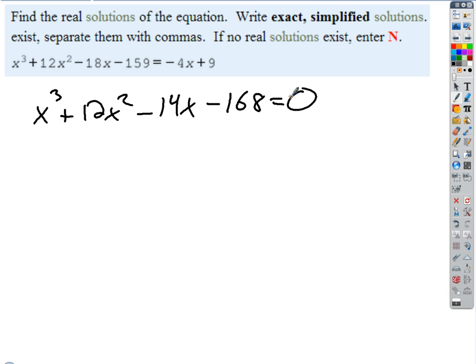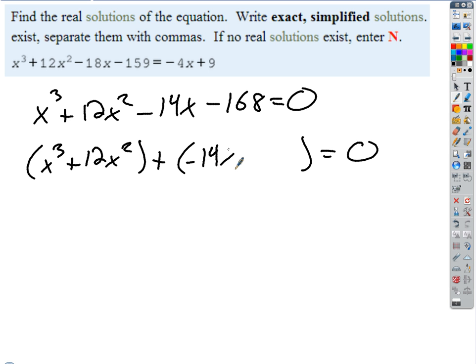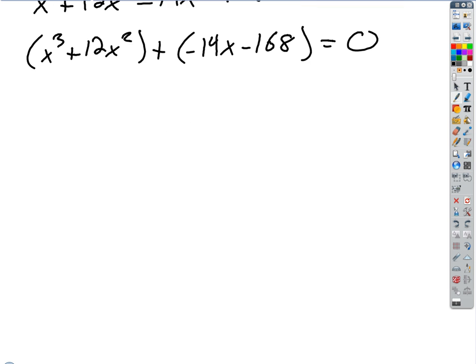Okay, so how many terms? 4. So how do I, what strategy? Grouping. Okay. First things first. What do I do first? Okay, greatest common factor. What is that for the first group? X squared. Take out x squared, leaving me with what? 12.